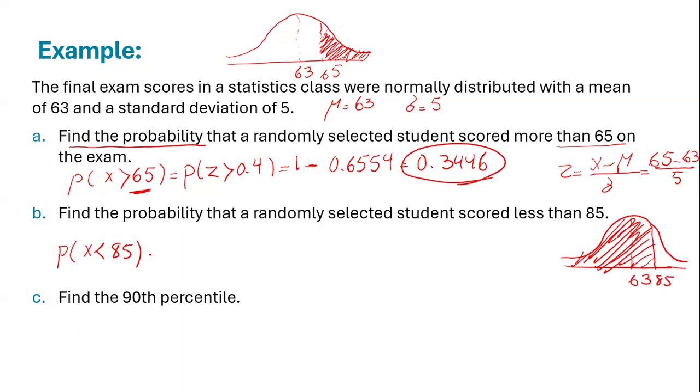Again, we need to find the z value first. Let's see what we get for z. To find the z value, we use the formula again. The mean is still 63, the standard deviation is still 5. The only thing that's changed is the x value, which is 85. And 85 minus 63 divided by 5 gives me 4.4. That's one of the rare numbers. Now we want to find the probability when z is less than 4.4.